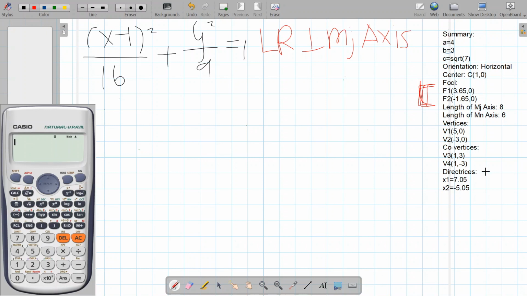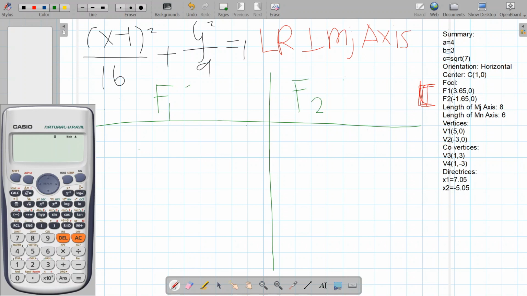Okay, so let's try to divide the board. Dividing the board, we have F1 and F2. Focus 1 is (3.65, 0) and focus 2 is (-1.65, 0). Sorry, there's also 0 here, so it's a point.